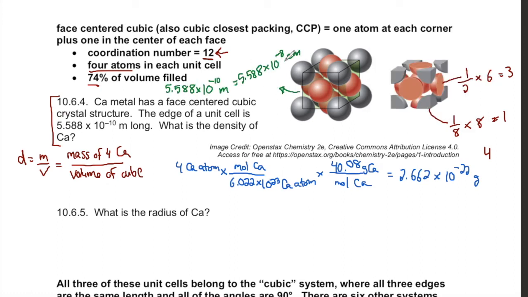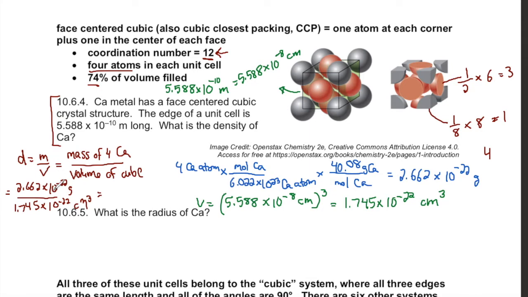So the volume of our cube is going to be the edge cubed, and then this is the edge in meters. This is what the edge is in centimeters. Let's go ahead and take the centimeter one. When we cube that edge, we get 1.745 times 10 to the minus 22 centimeters cubed. When we divide the mass, 2.662 times 10 to the minus 22 grams divided by 1.74 times 10 to the minus 22 centimeters cubed, we get 1.526 grams per centimeter cubed.